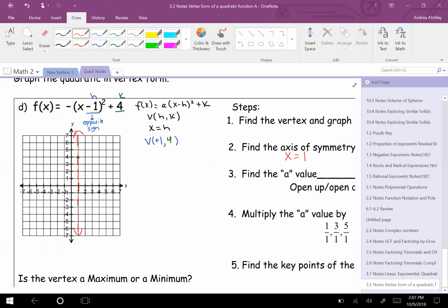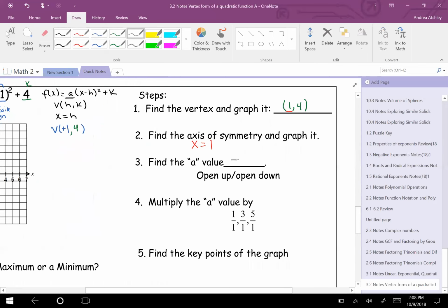Then we want to find that a value. The a value is the number in front. This is the a. So if there's not a number there, what number is it? 1. So your value for a is -1. Because it's negative, does it open up or down, class? Down. So my parabola should be facing down.